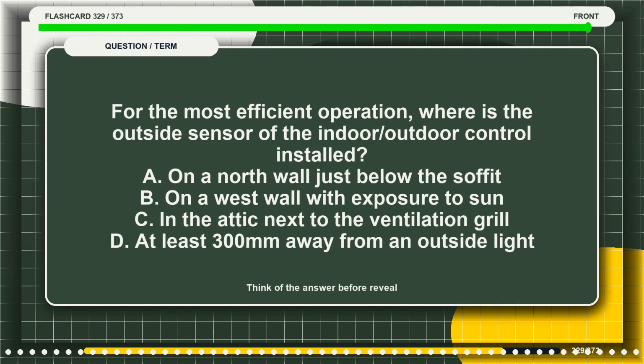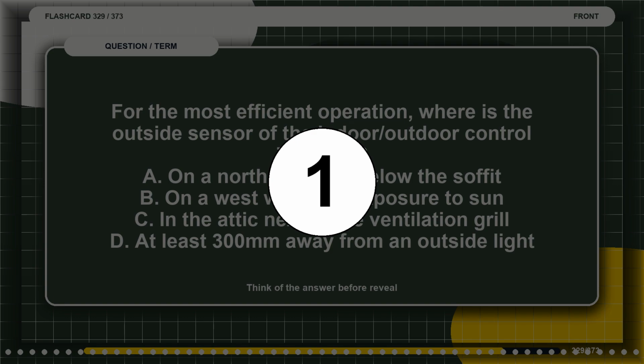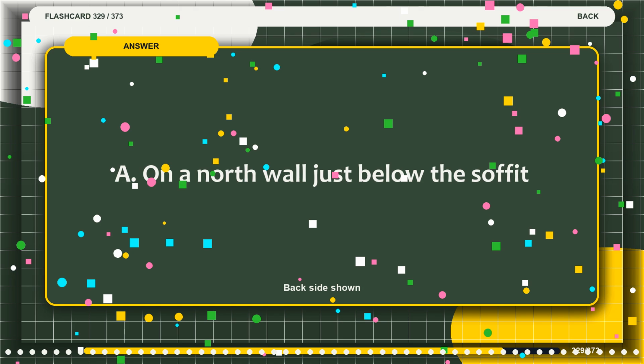Flashcard 329. For the most efficient operation, where is the outside sensor of the indoor/outdoor control installed? A. On a north wall just below the soffit. B. On a west wall with exposure to sun. C. In the attic next to the ventilation grill. D. At least 300 mm away from an outside light. Think of the answer before the reveal. The answer is A. On a north wall just below the soffit.